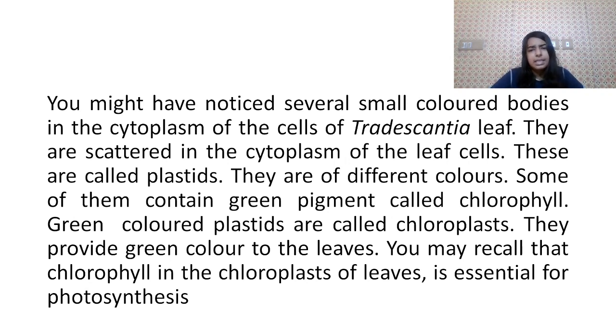You might have noticed several small colored bodies in the cytoplasm of the cells of Tradescantia leaves. These are scattered in the cytoplasm of leaf cells. These are called plastids. They are of different colors. Some of them contain green pigment called chlorophyll. Green colored plastids are called chloroplasts. They provide green color to the leaves. You may recall that chlorophyll in the chloroplast of leaves is essential for photosynthesis.